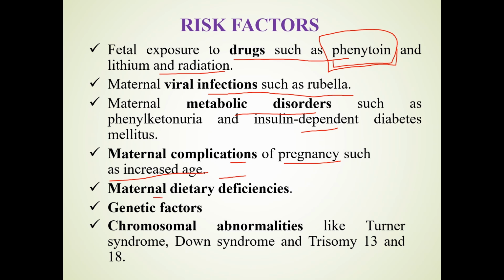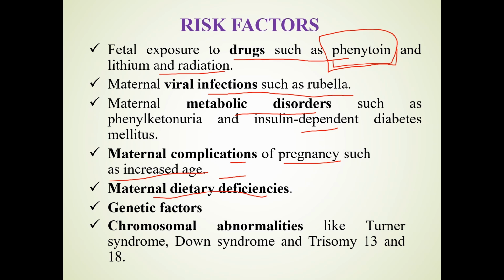Then next is maternal dietary deficiencies. Most common are folic acid deficiency and vitamin B12 deficiency. If there is deficiency of these, it will cause defective DNA synthesis, and there will be abnormal cell division, and there will be formation of abnormal cardiac structures.